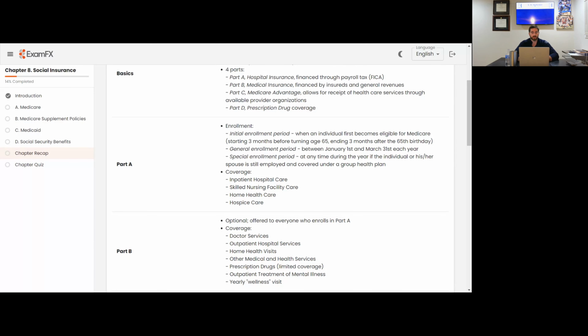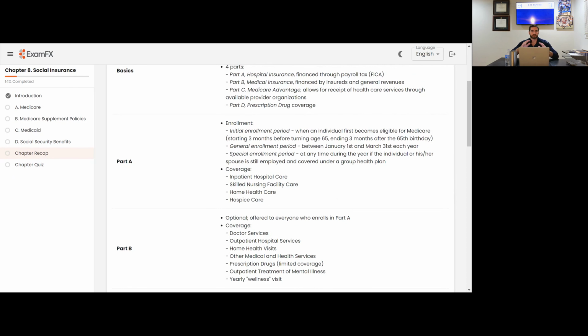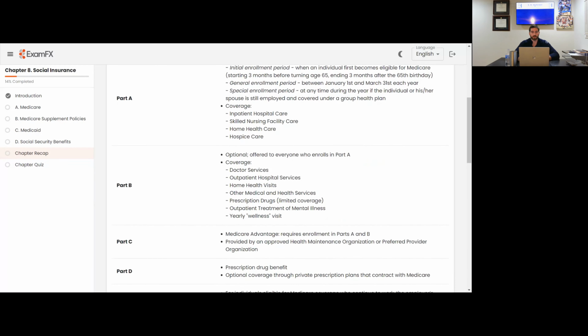So what does that coverage look like? That coverage for Part A is going to take care of your inpatient hospital care. It's going to take care of skilled nursing care facility, home health care, and hospice care. Now, you're not automatically enrolled, but you automatically are available and able to be covered by Medicare if you satisfy those Social Security requirements of working for 40 quarters.